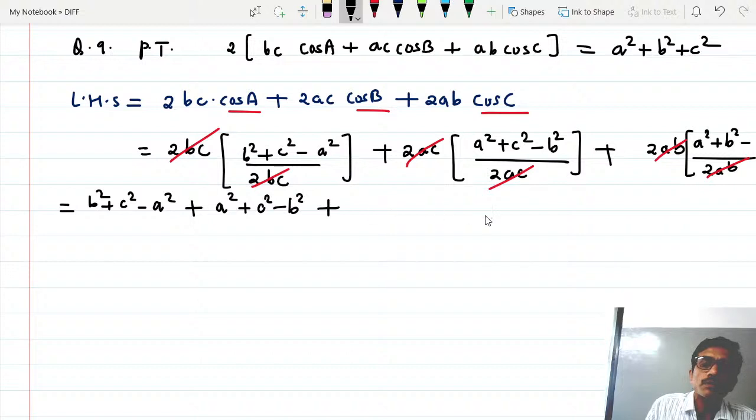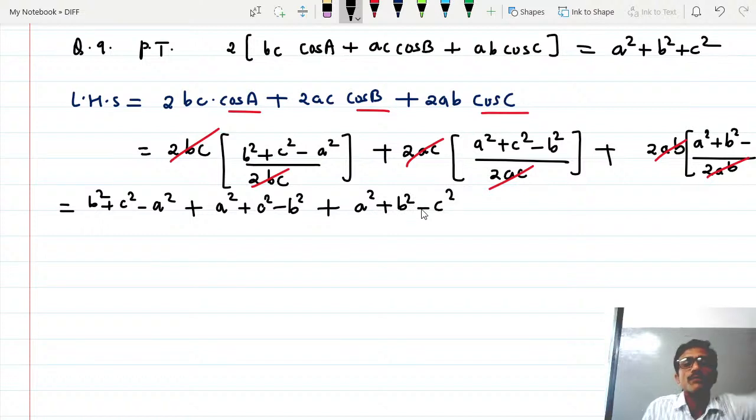plus a square plus b square minus c square. Now we cancel. What do we cancel here? This c square is negative, this is positive, this b square and this b square cancel, minus a square and this plus a square get cancelled.